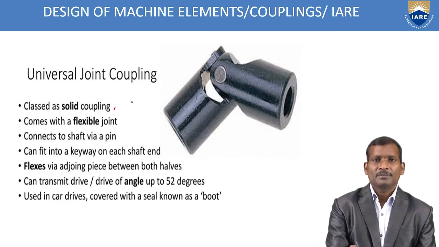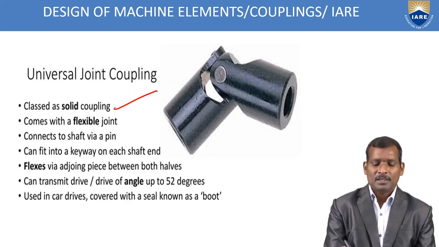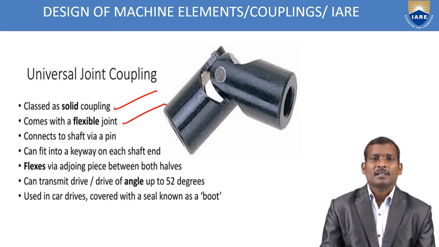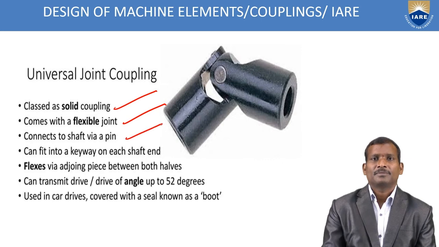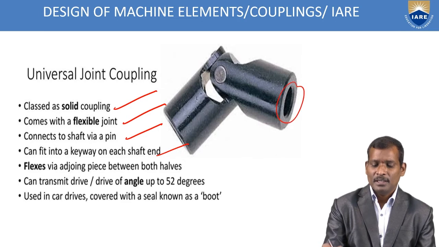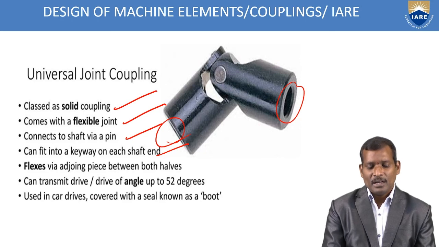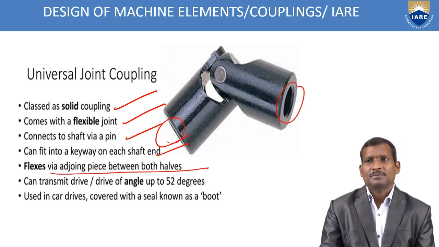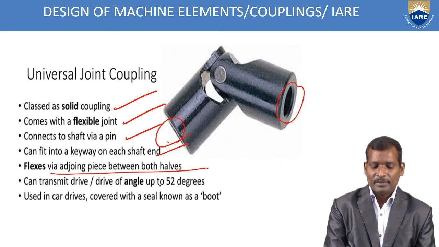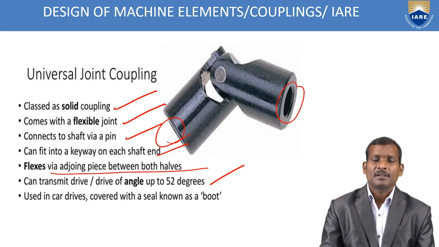It is classed as a solid coupling and comes with a flexible joint and connects to the shaft via a pin. It can fit into a keyway on each shaft end. So each shaft end has a keyway. Here you can see it in this shaft and in this. It flexes via the adjoining piece between both halves and can transmit a drive or driven angle of up to 52 degrees. This is the advantage of this universal joint coupling.